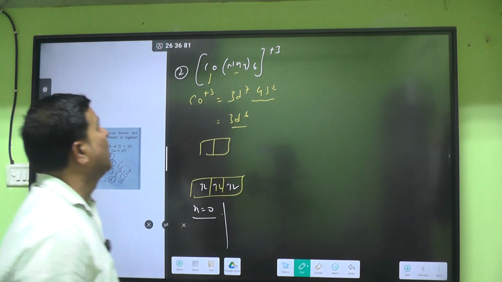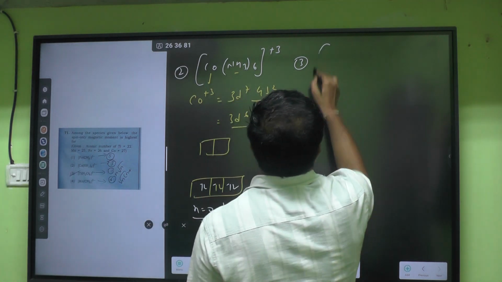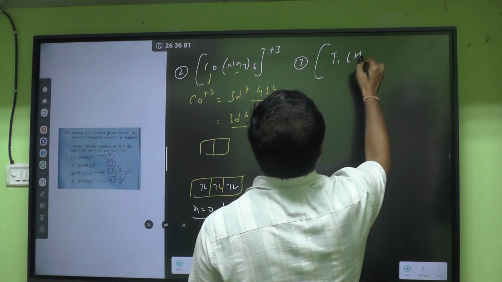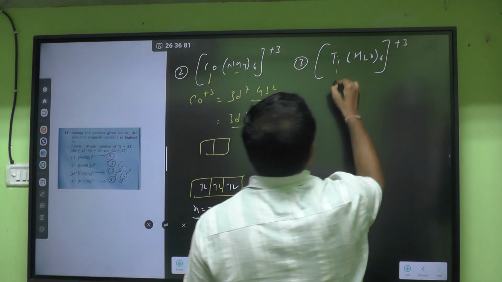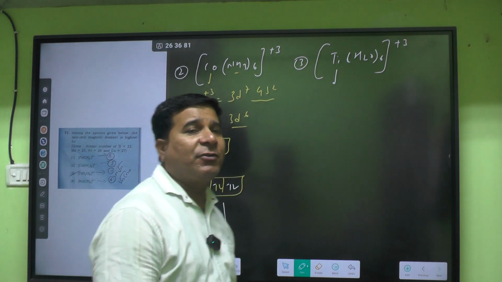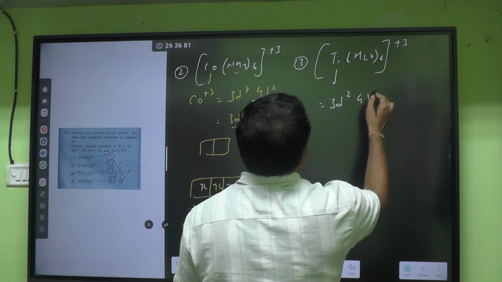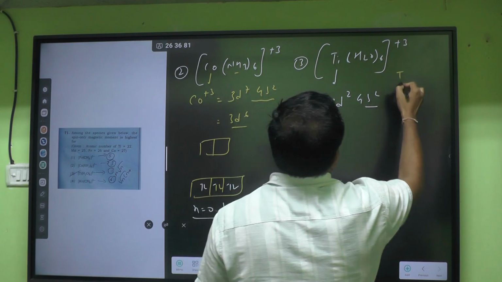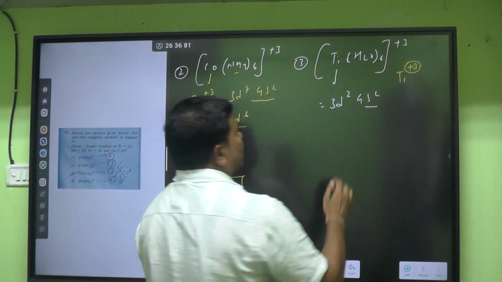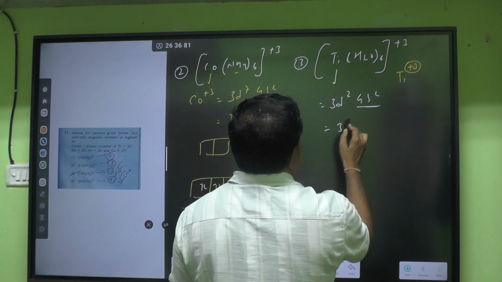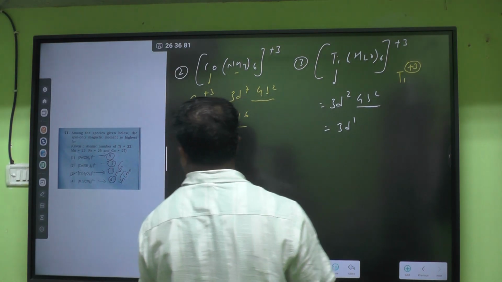Now check the third option. It is given as Ti(H2O)6 with a plus 3 charge. Titanium has atomic number 22 and a plus 3 oxidation number. So the configuration is 3d2 4s2. Now remove 3 electrons, 2 from the s subshell, so now here we have 3d1. That's why the unpaired electron is 1 here.